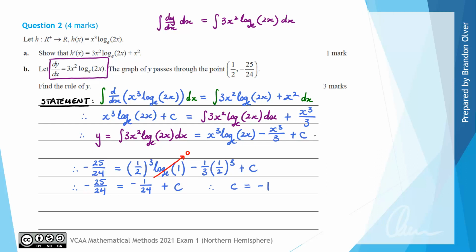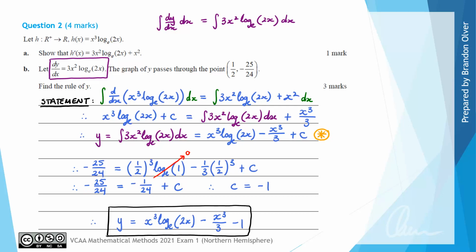So once we know what c is equal to, we can replace c in this line of working, and that will give us our equation for y, which is what the question asked for. So therefore, y is going to equal x cubed log e of 2x minus x cubed over 3 plus c, which is just minus 1. And that is going to be the answer to part B of this question.